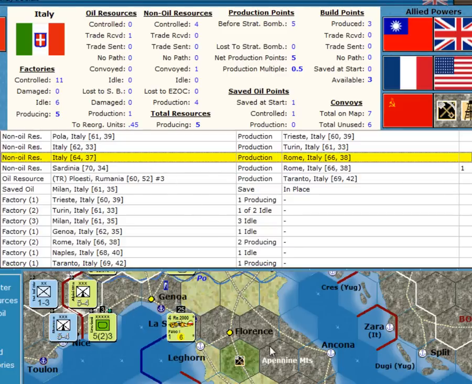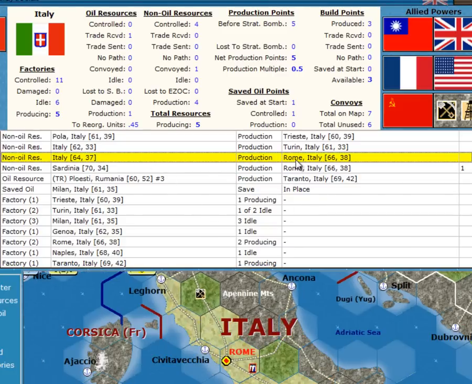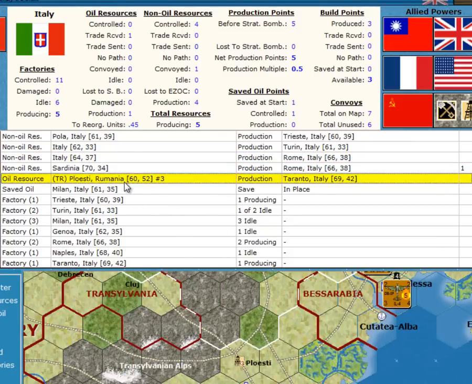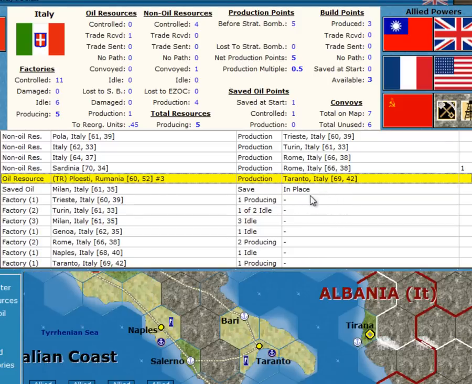This non-oil resource just south of Florence is being sent to Rome, which is only 2 hexes away. The oil resource that's coming in through trade, which is what the TR means, from Ploesti, is being used in Taranto. So one of these 3 oil points in Ploesti is flowing over rail, and it ends up in Taranto's factory and is used in production by the Italians.